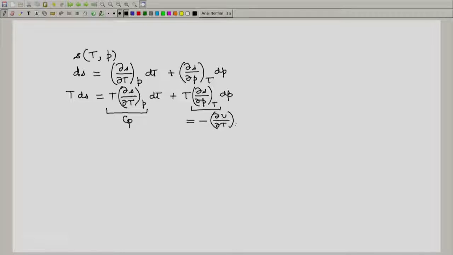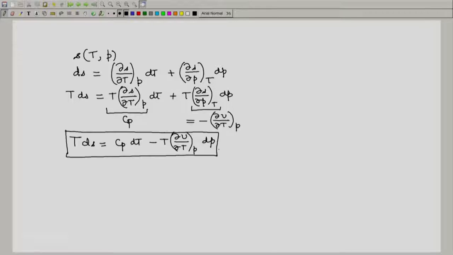And hence, using this relation, the Maxwell's relation which was already derived, and the definition of Cp, we will get our first TDS relation, which is T ds equals Cp dT minus T into partial of v with respect to T at constant p dp. This is the first TDS relation.